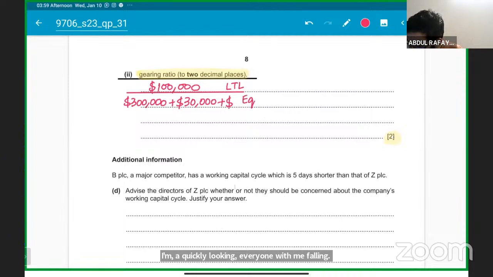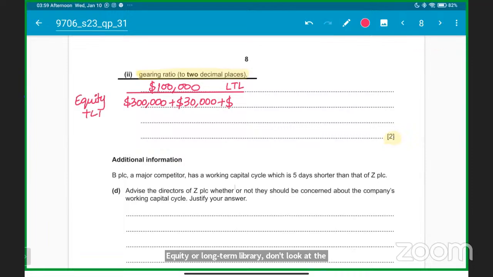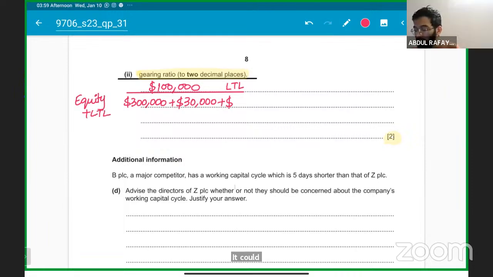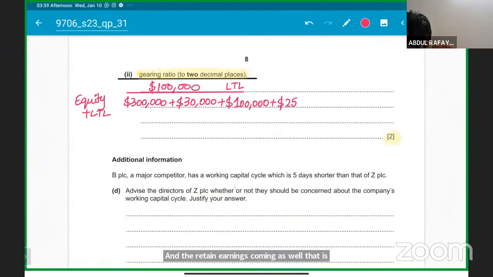In the denominator we write both equity and long term liability. Okay, everyone getting it? Equity plus the long term liability, so it will be 300,000, 30,000, 100,000 for the debentures, and the retained earnings coming as well, that is 254,125. With this, the numerics is completed.